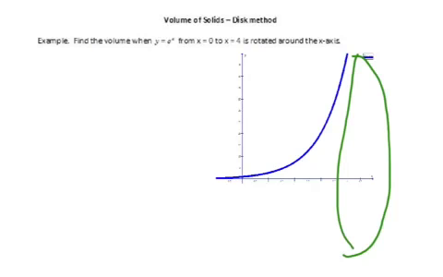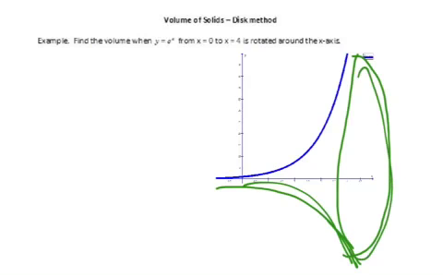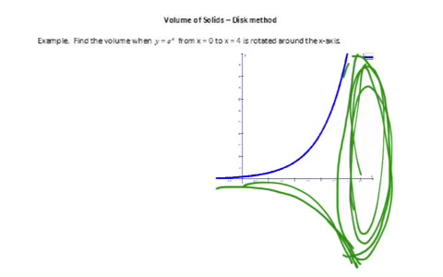So when it's rotated around the x-axis, we're going to get a shape that looks kind of like, maybe a little steeper down here, that looks like this. Remember, it's solid. Okay, and that's what we want to try to find the volume of. So let's get to work.